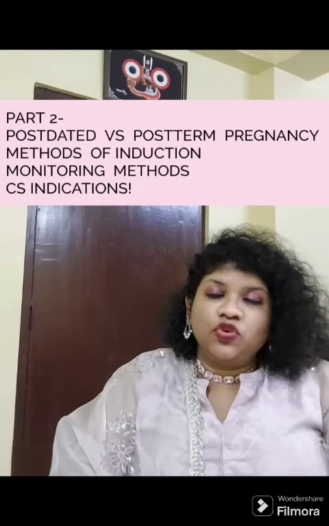Misoprostol, that is PGE1, can also be given for cervical ripening, and it is usually given in term pregnancies at the dose of 25 microgram vaginally every 4 to 6 hours. Remember that misoprostol is contraindicated in a previously scarred uterus.